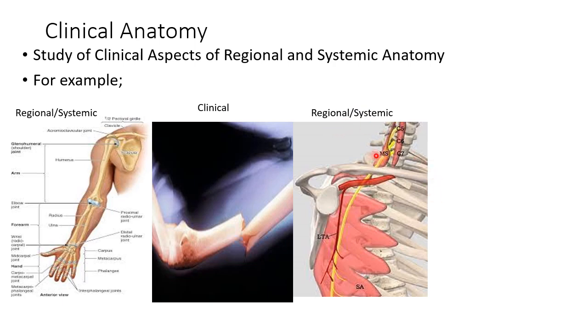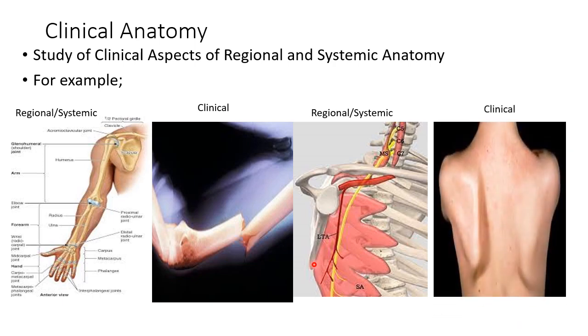Another example that I can give is this. Under regional or systemic anatomy, it will show you that there is a nerve known as the long thoracic nerve, and this long thoracic nerve innervates the serratus anterior muscle. Now under clinical anatomy, they'll tell you that a lesion or any damage to this long thoracic nerve will cause a condition known as winged scapula. So this is a normal scapula and this is a winged scapula, in that order.